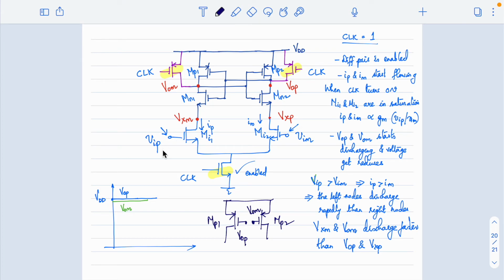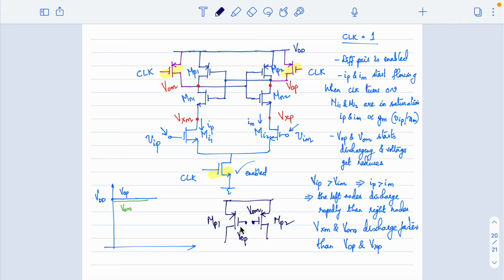Based on the input voltages VIP and VIM, say if your VIP is more than VIM, the expected current IP will be more than IM. Since the IP current is more than the IM current, the nodes on the left side will discharge at a faster rate than the nodes on the right side. VOM is connected to the gate of MP2 and VOP is connected to the gate of MP1. If the gate of MP2 is discharging at a faster rate than MP1, which transistor will turn on? Can I get some response?